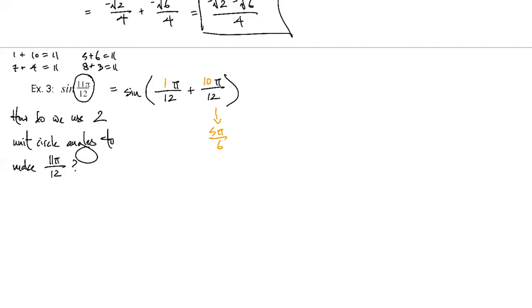And is that on the unit circle? I think we'd all say yes, it's on the unit circle, right? So that one seems good. 1 pi over 12, what does that reduce to?